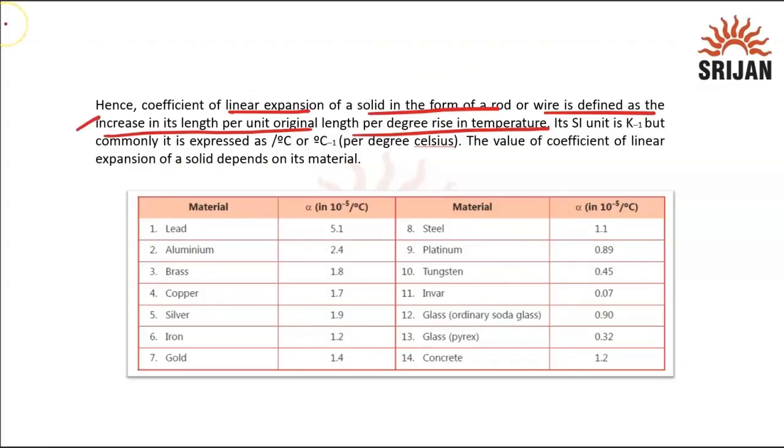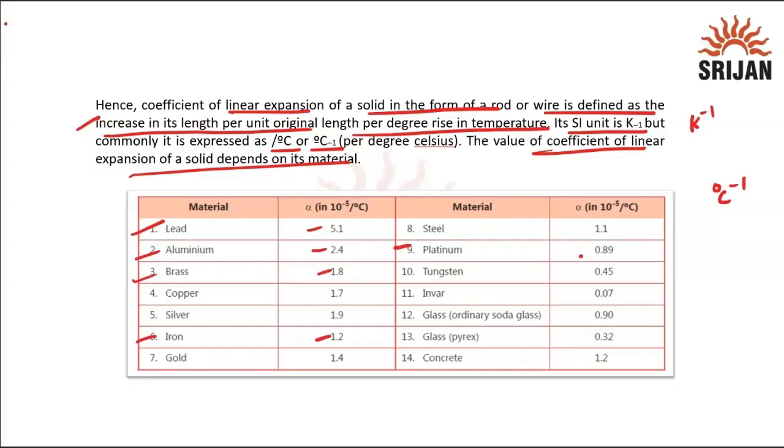Okay, its SI unit is K raised to the power minus 1, but it is commonly expressed as per degree Celsius, or degree Celsius minus 1, like that you can also write. Okay, the value of the coefficient of a solid depends on its material. So here the values you can see now: lead is 5.1, aluminium is 2.4, brass is 1.8, iron is 1.2, platinum is 0.89. So these are fixed values.